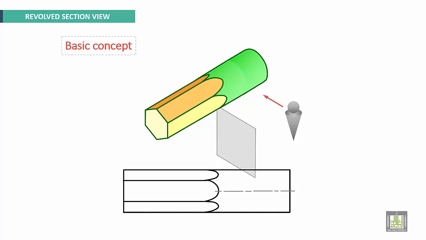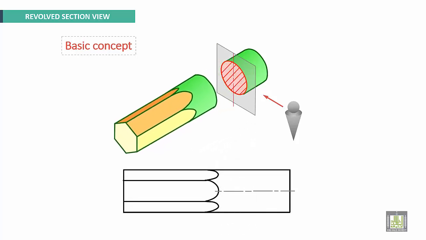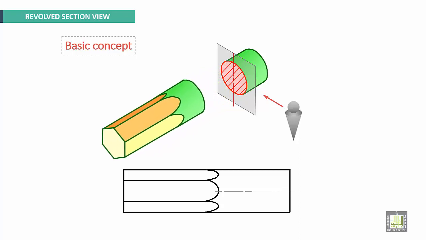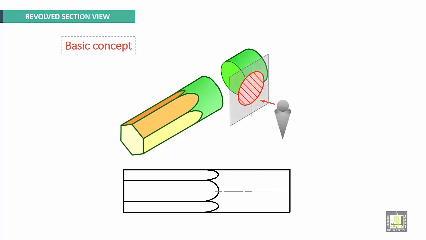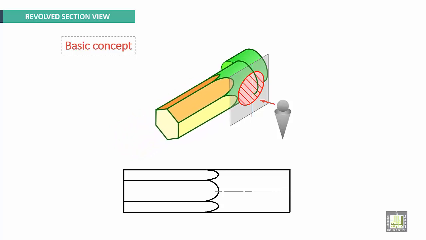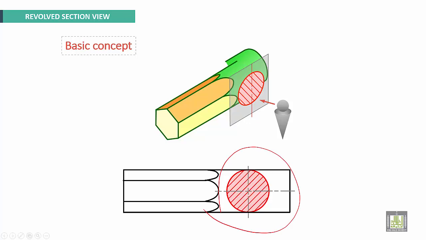If we make a section here, what we have to do, we have to take a section and make it revolved around its axis and put it again on the same view here. It is revolved about this axis.